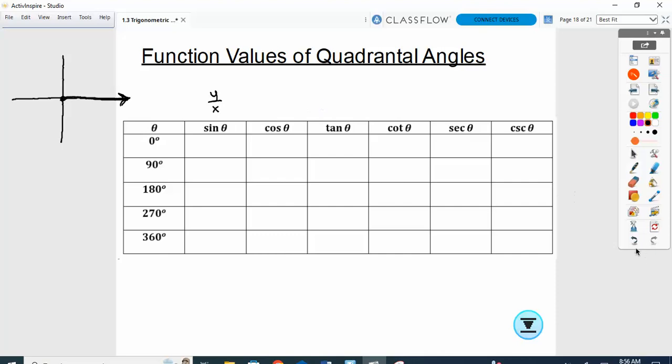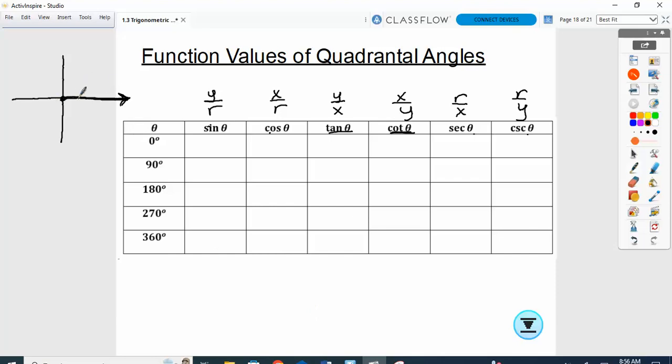Oh my goodness. I said y over r, but that's not what I wrote. Cosine is x over r, tangent is y over x, cotangent. I put them in a different order than I normally did. Cotangent flips tangent. Secant would flip cosine. That's r over x. And cosecant flips sine. So r over y. So if I'm going to find these, I need values for x, y, and r.